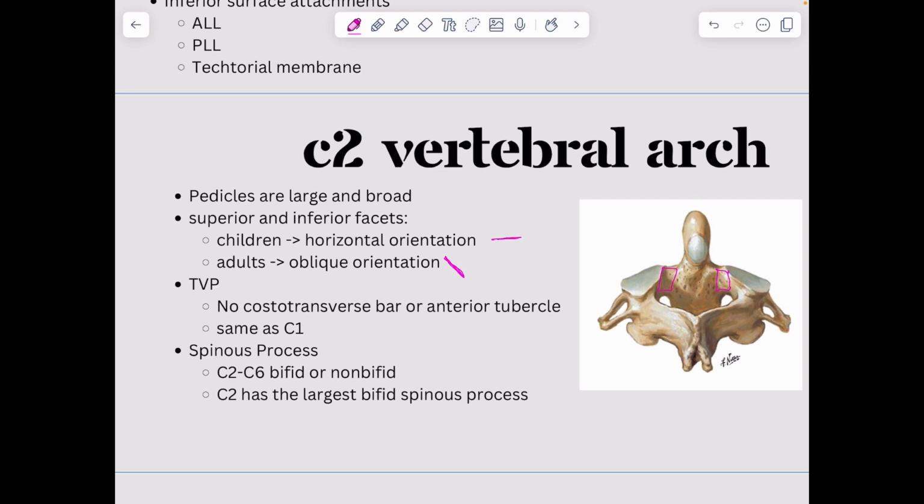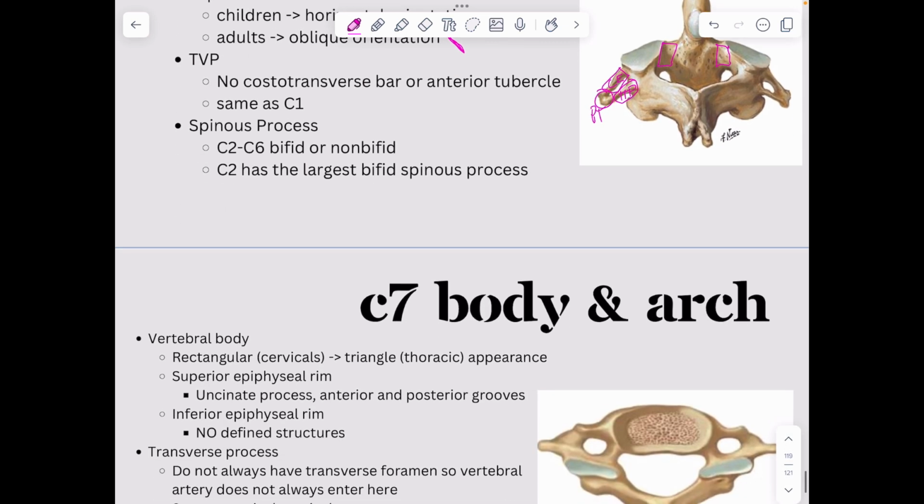And then I was going to say right here, we have our costal element, posterior tubercle, true transverse process, right? The spinous process, C2 through C6 can be bifid or non-bifid, and C2 is the largest bifid spinous process.